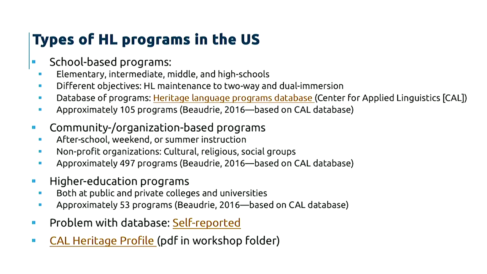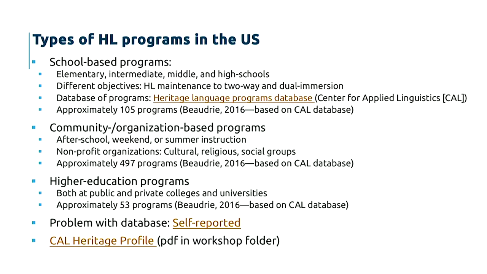Okay, so we have three different kinds of heritage language programs in the United States. First, school-based programs, which we find in elementary, intermediate, middle and high schools. Here in Texas, we have intermediate school. They have different objectives depending on the school district. So you might have heritage programs and bilingual programs whose main goal is heritage language maintenance, but you also have two-way programs or dual immersion programs too.